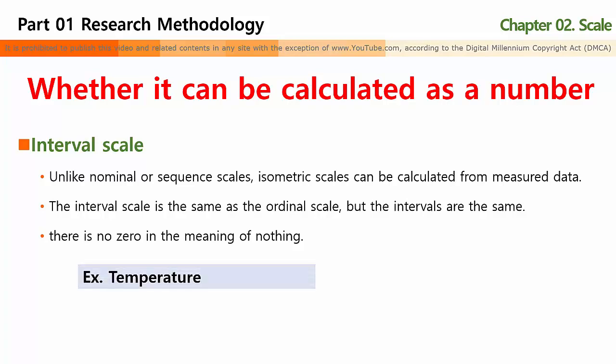Let's think about today's weather. Perhaps the temperature varies depending on the area in which you live. There is temperature of 0 degrees. What does 0 mean here? Obviously, it's not 0 degree, that the temperature does not exist. 0 degree is the temperature that serves as the dividing point that separates the upper part of 0 degree and the lower part of 0 degree. This is interval scale that does not include a 0, meaning that there is nothing.